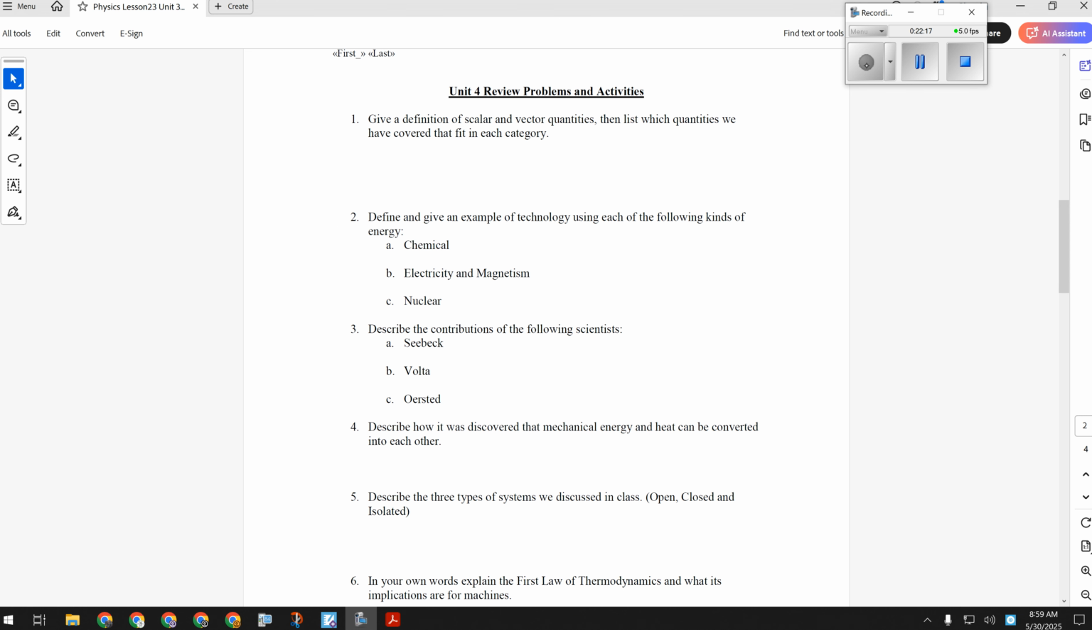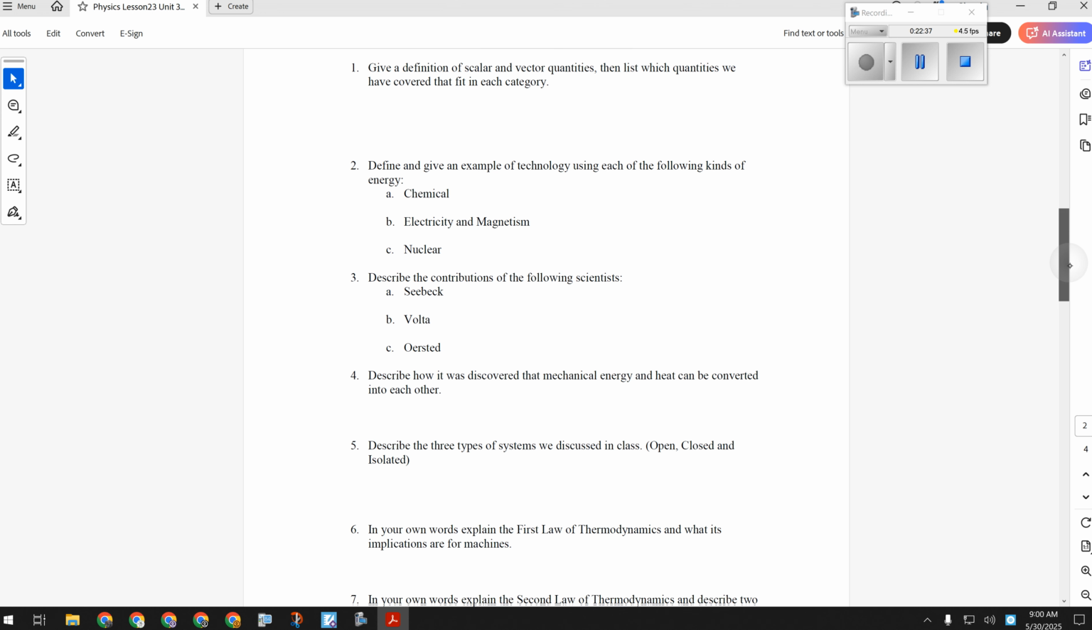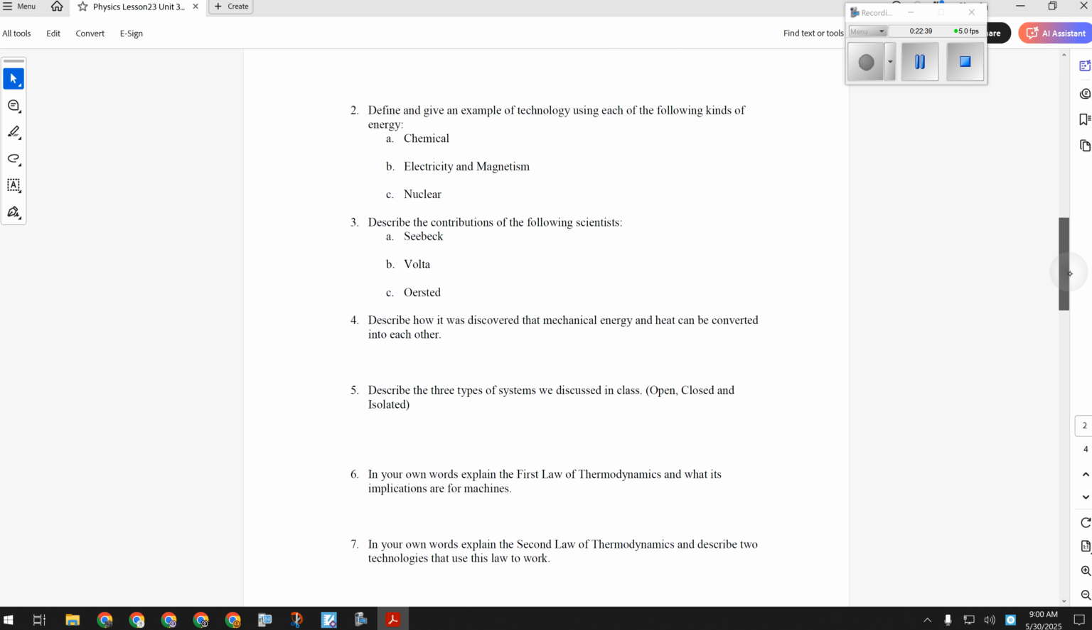So I will put this on Google Classroom so you can have a look at it over the weekend here. I wouldn't worry about question number 3 because that's names. I recently changed the exam to not include names, so you won't have to worry about Seebeck, Volta, or Orsted. Seebeck made the thermocouple, Volta did the first battery, and Orsted did that magnetic field thing. But you don't have to worry about that.